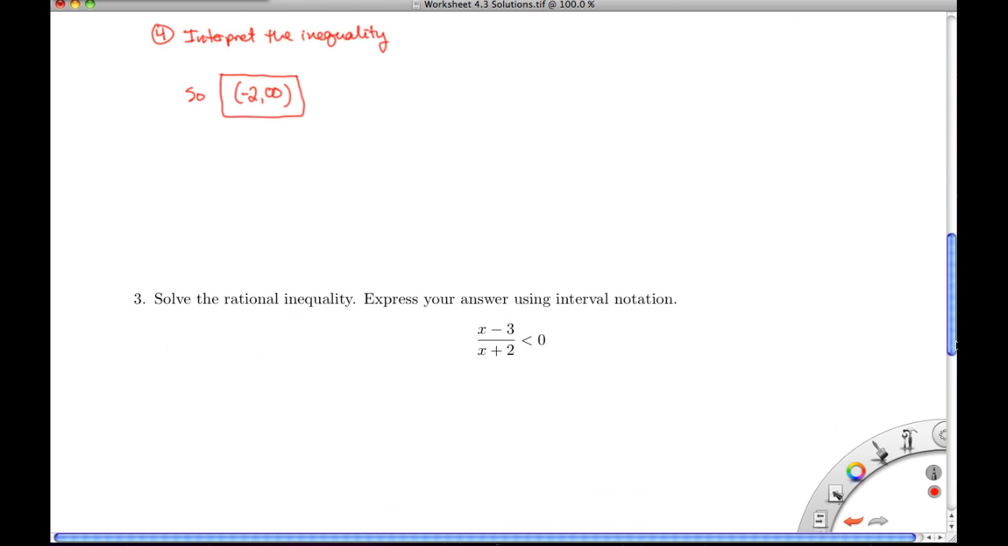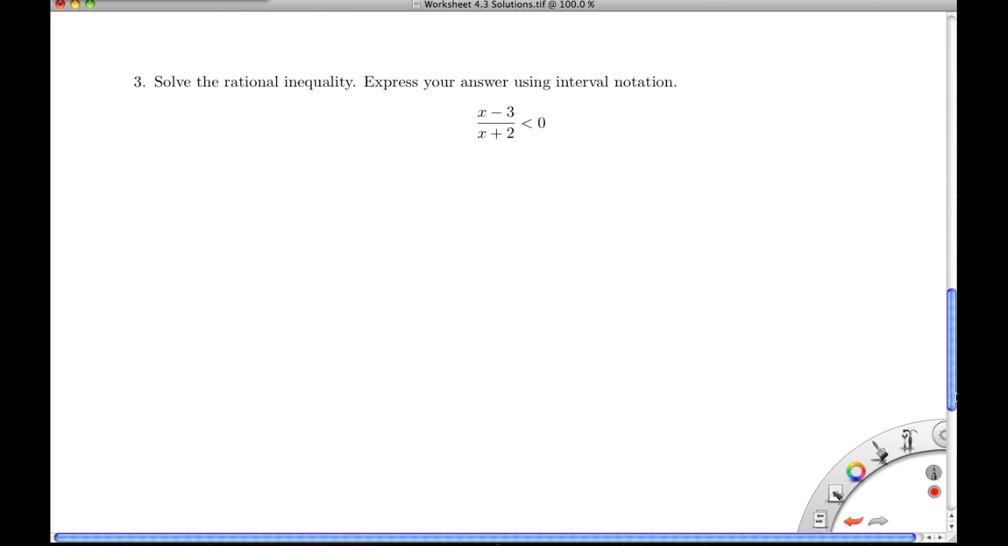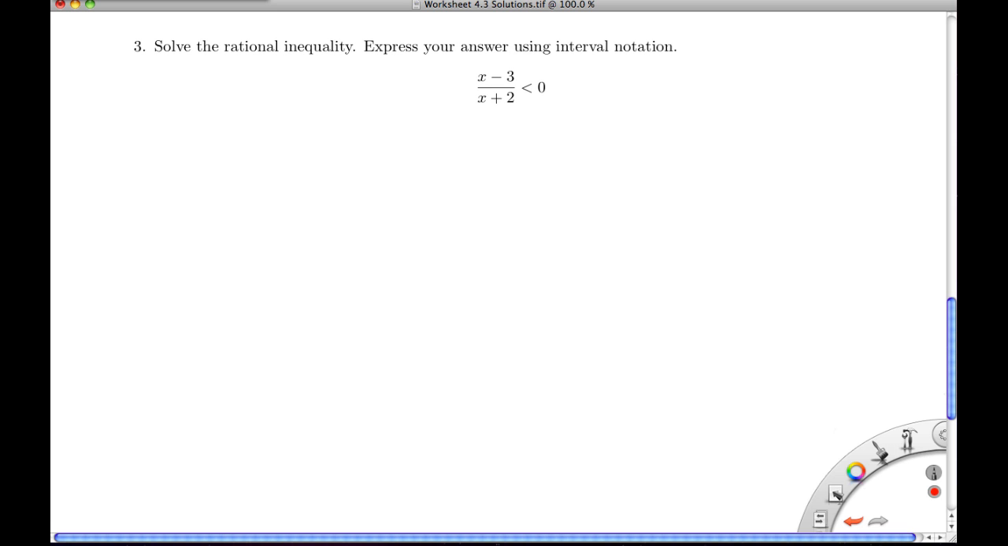Okay, so we're going to repeat the process here in number 3. So step 1. Let's go ahead and make sure that it's 0 on one side. We're being nice here. All of these are already done for you.